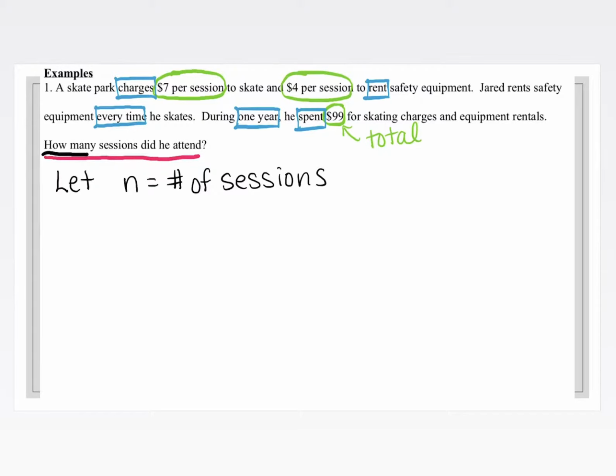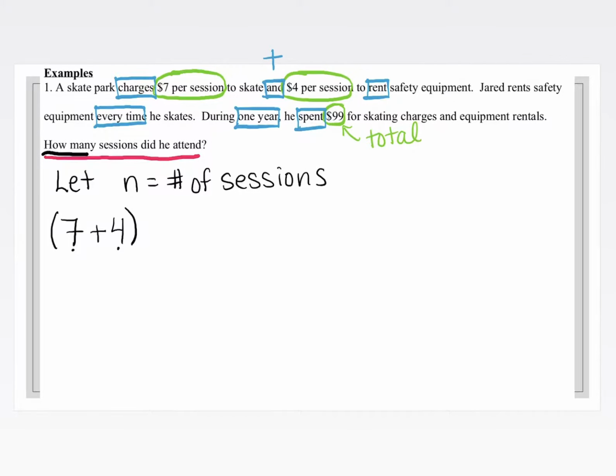So we know that the skate park charges $7 per session to skate and $4 per session. Oops, I actually missed a word here. Here we have "and." Now this important word "and," what operation does it refer to? Addition. So here we have 7 plus 4 because we're spending $7 per session to skate and $4 per session for the safety equipment. So $7 to get in and $4 for the safety equipment.